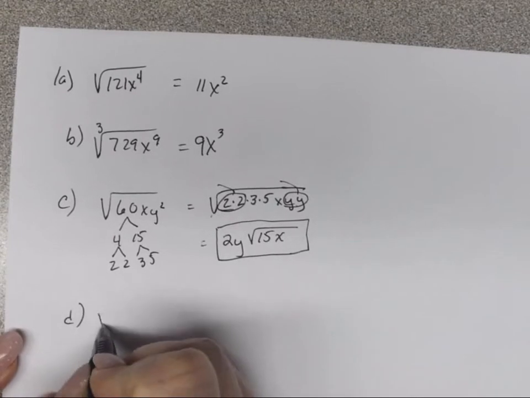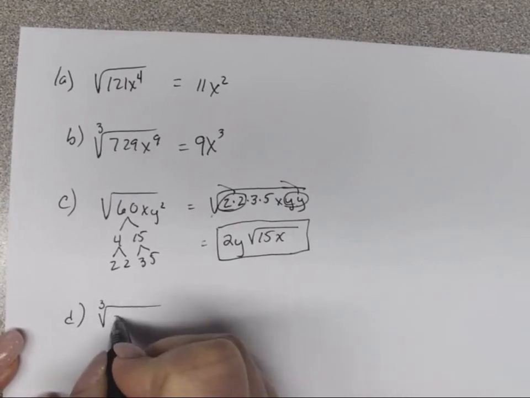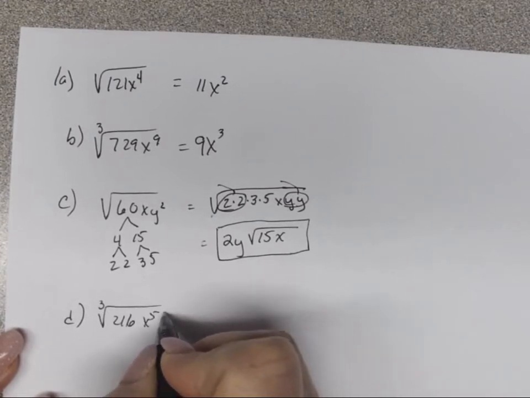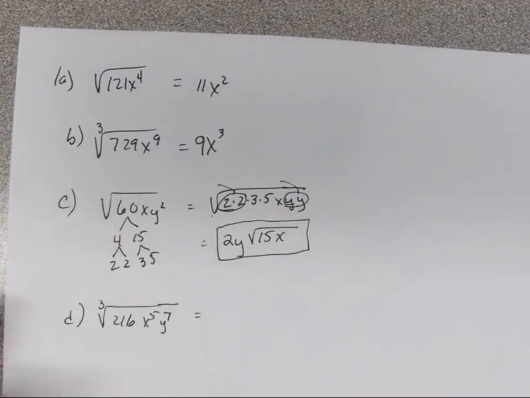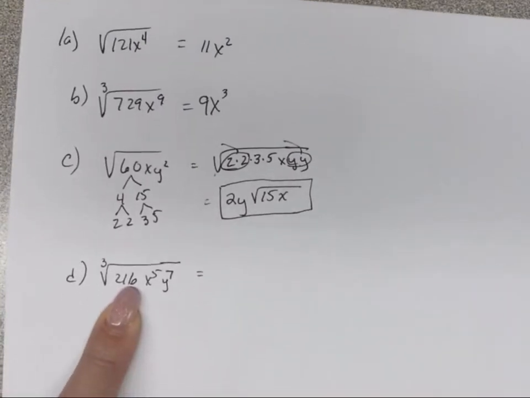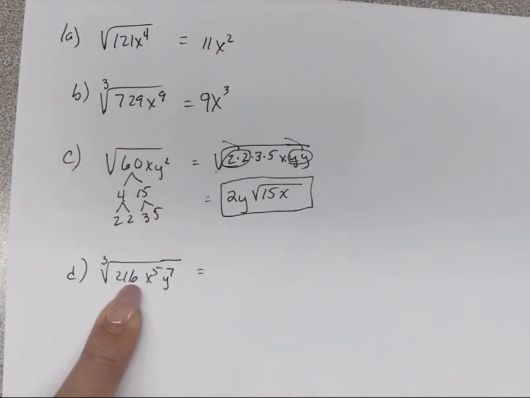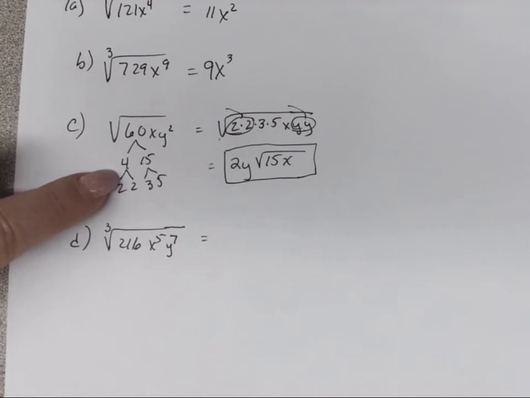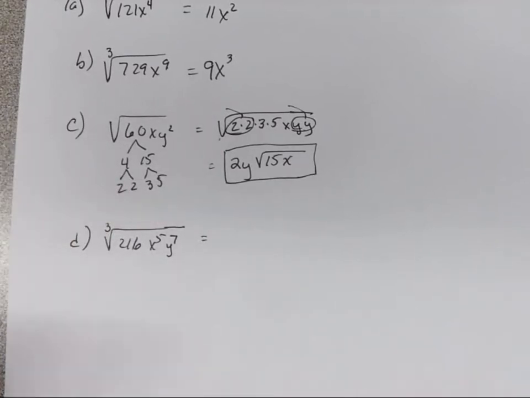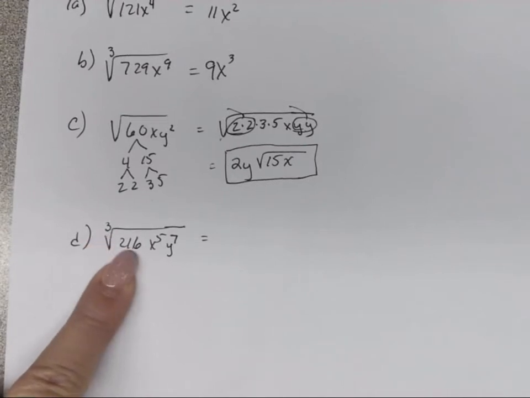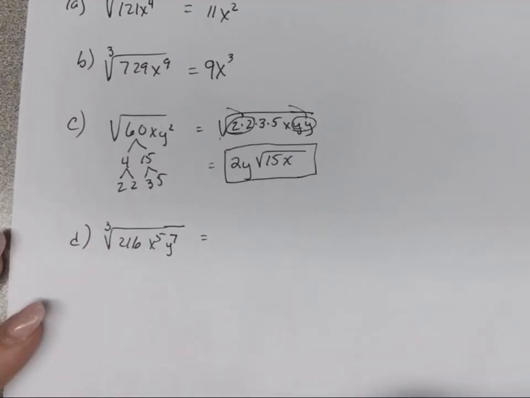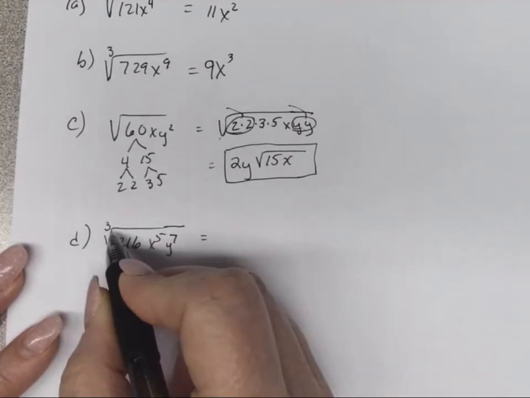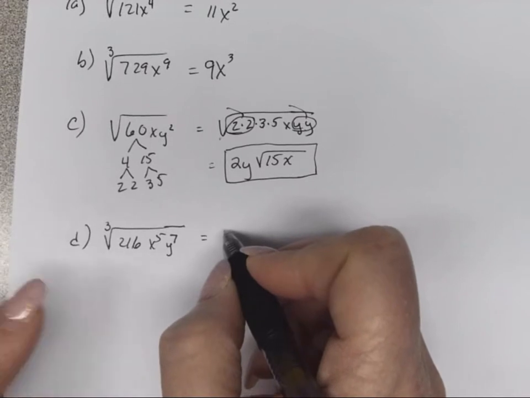Our next one would be the cube root of 216 x to the fifth, y to the seventh. Well, 216 is actually a perfect cube. It is going to be a 6. So you could put that in the calculator, and if not, then you could break it down the same way, and you'll end up pulling a 2 and a 3 out. But always try to see if they're perfect ones, because it'll make it a lot clearer and it's a lot less work if they're perfect ones. So the cube root of 216 is going to be a 6.